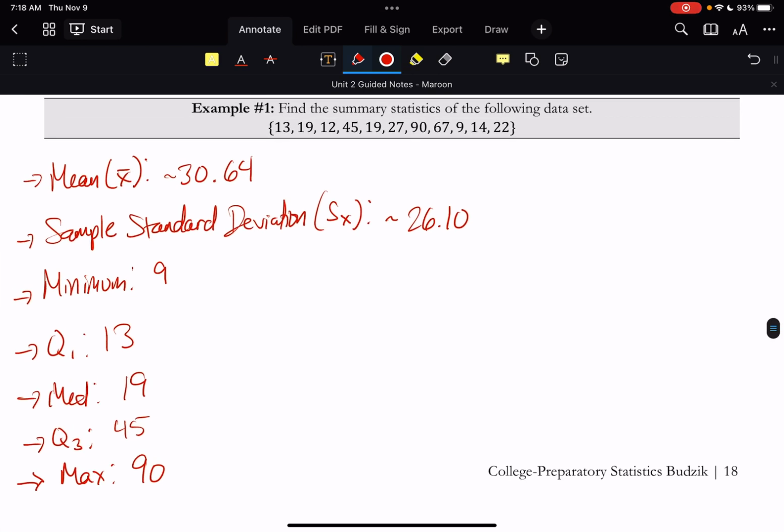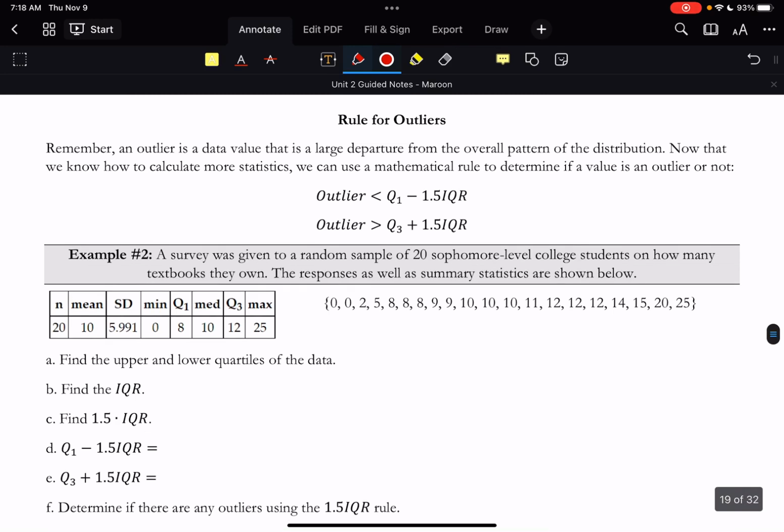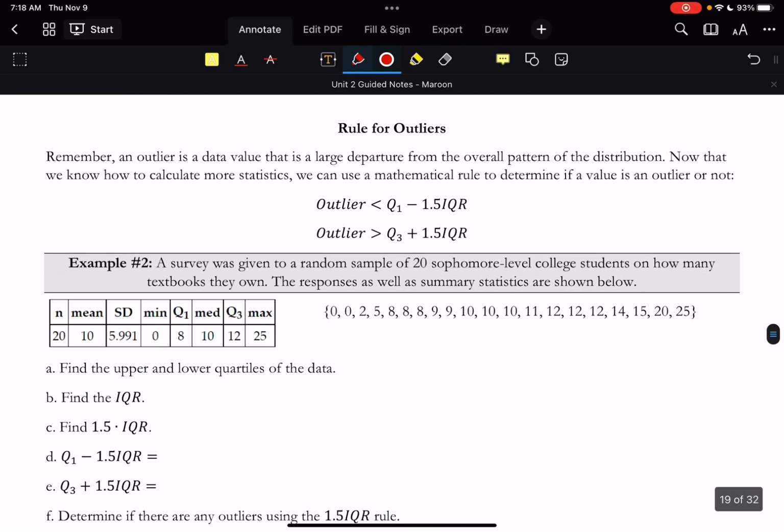So that's how you find the summary stats on your calculator. From here on out, all you need to do to find this information is put all the data into the list, and then you can work with the stats straight from that list. All right, next up we have outliers.